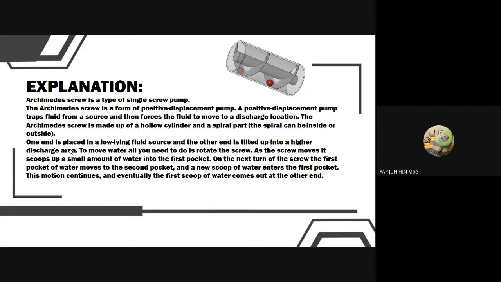To move the water, we just need to rotate the screw, and the screw moves and scoops up a small amount of water into the first pocket. On the next turn of the screw, the first pocket of water moves to the second pocket and a new scoop of water enters the first pocket, and it continues. Eventually, the first scoop of water comes out at the other end.